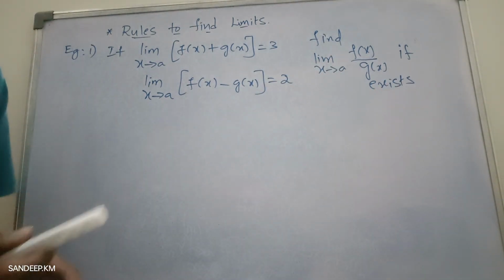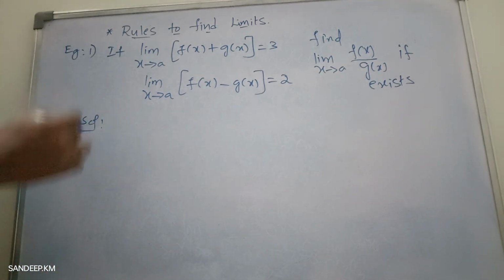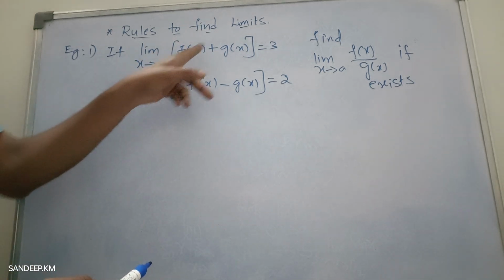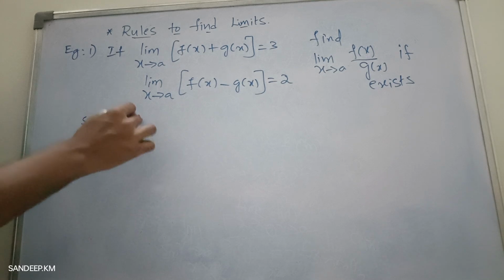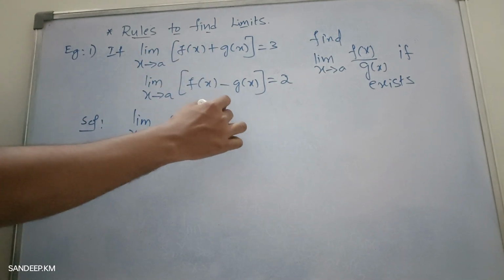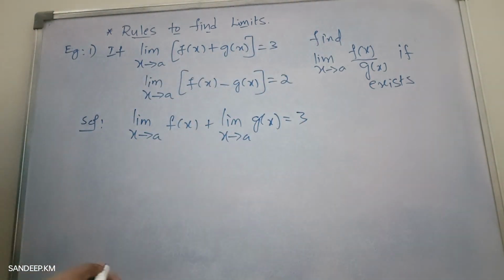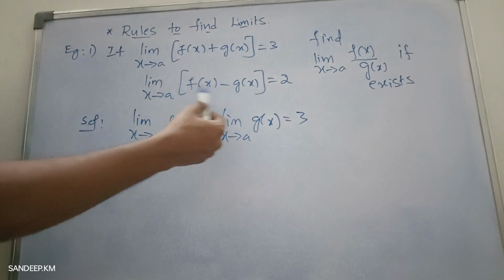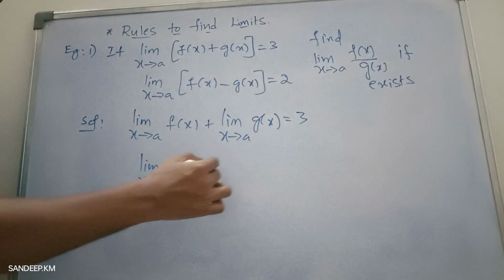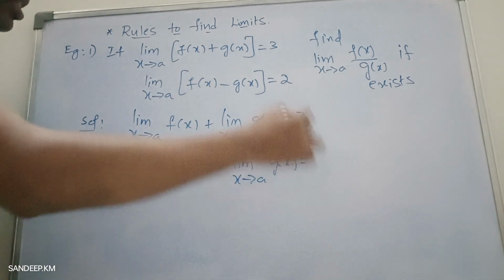So let us use our rules of finding the limits and let us simplify this question. Very simple solution only. According to the first rule that you have learned, I can take limit inside for both the functions, correct or not? So I can write this as limit x approaches a, f of x plus limit x approaches a, g of x. So which is equal to 3. Similarly here also under subtraction I can separate the limits. I can call it as what? Limit x approaches a, f of x minus limit x approaches a, g of x. So which is equal to 2.